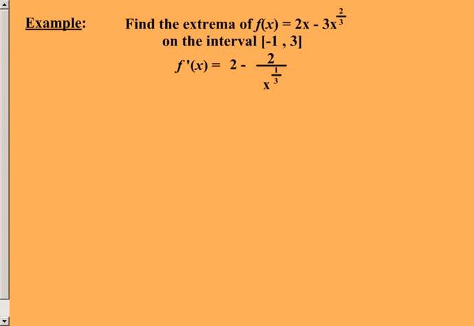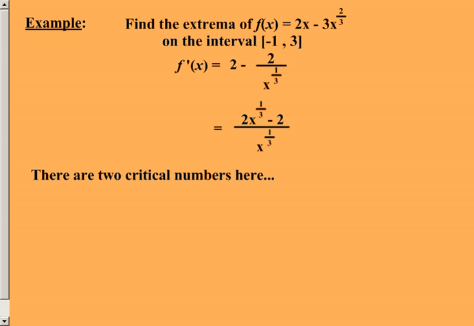Okay, the derivative of the function f would be 2 minus 2 over x to the 1/3 power. Simplifying a little bit, we have 2 times x to the 1/3 power minus 2, over x to the 1/3. Two critical numbers in there. One would be when x is 1, the derivative would be equal to 0, so we would have a horizontal tangent line there.